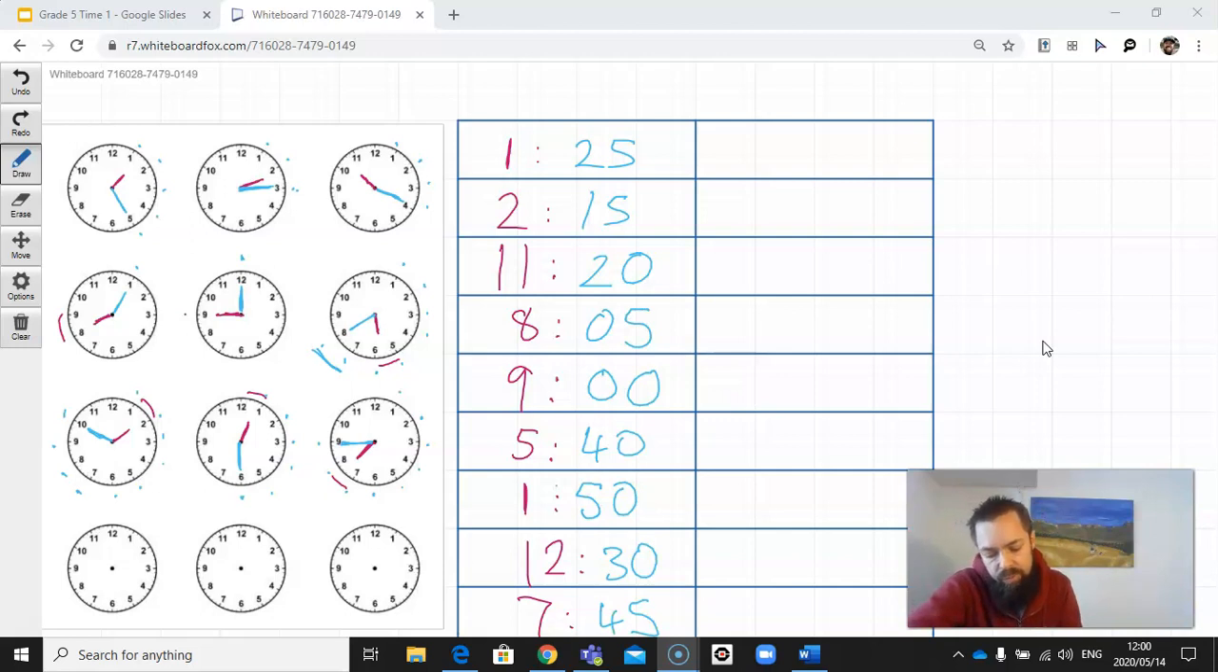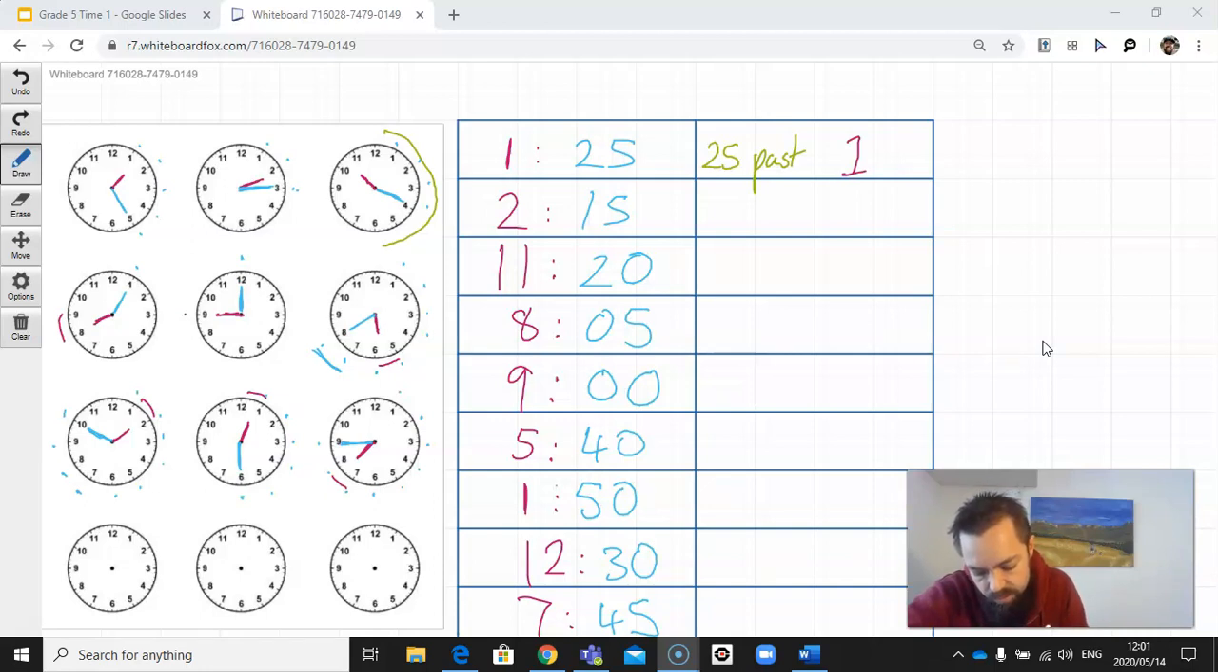Now comes the tricky part where we've got to put it into words. We start with the minutes pretty much for all of them. I'm going to write it as a mixture of words and numbers because I'm running out of space, but 25 past, and that's because it's in the first half. So 25 past. And what was it past? It was past 1. So 25 past 1.